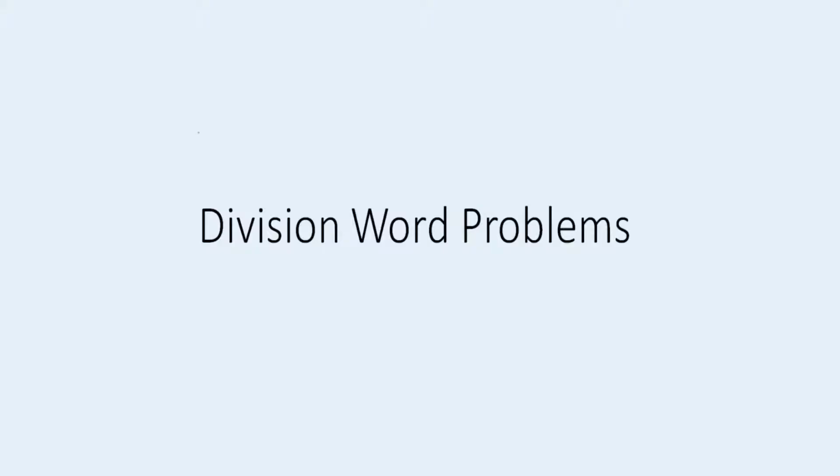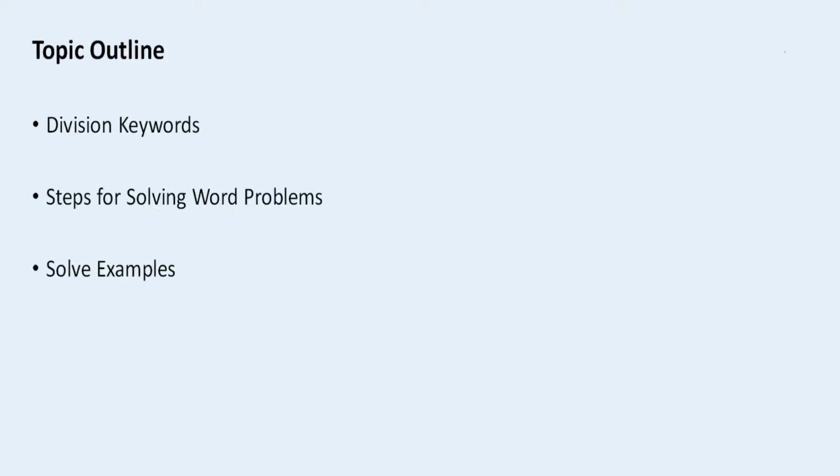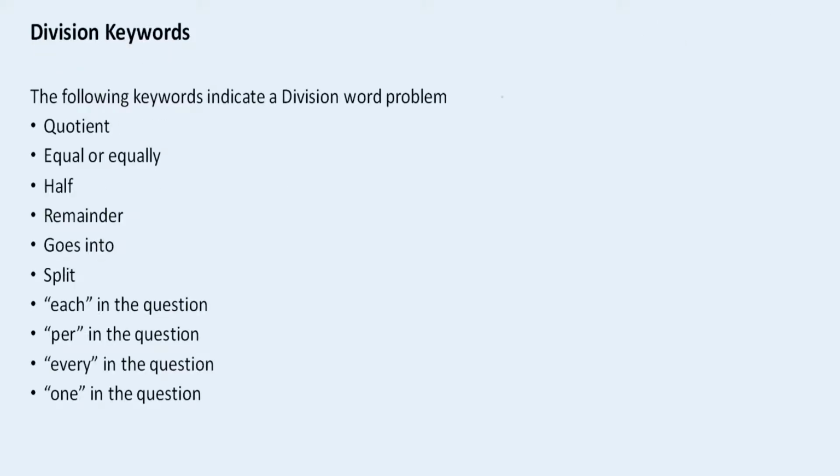We will be learning about division word problems. We're going to look at the keywords in the word problems that indicate that a division needs to happen. Then we'll look at steps used for solving word problems, and then we're going to solve some examples. So here are the keywords that indicate a division may be required. So you look at words like quotient, equal or equally, half, remainder, goes into, split. These are the keywords you want to take note of when you are going through a word problem to see if it's a division word problem.